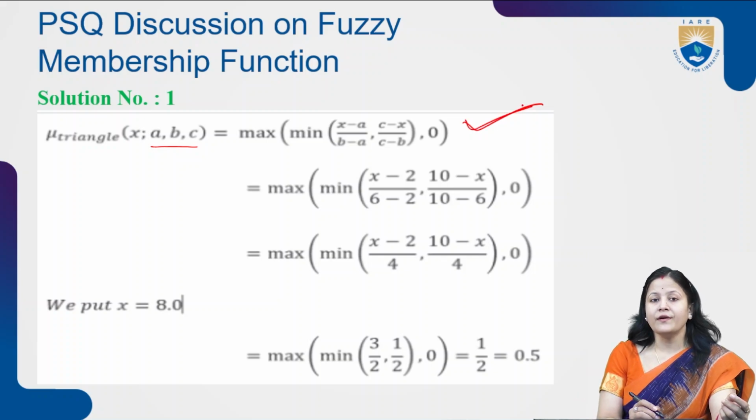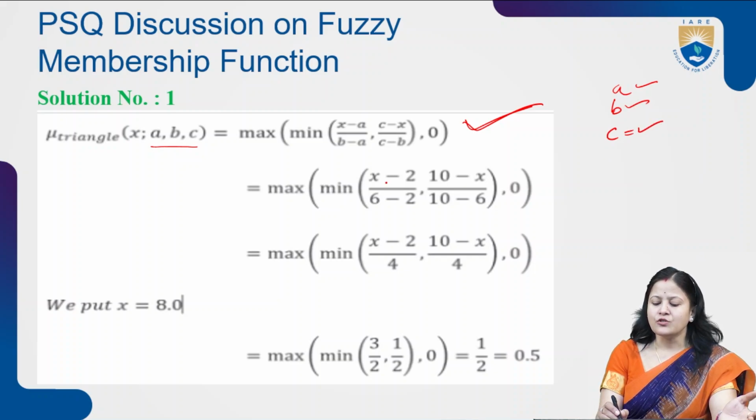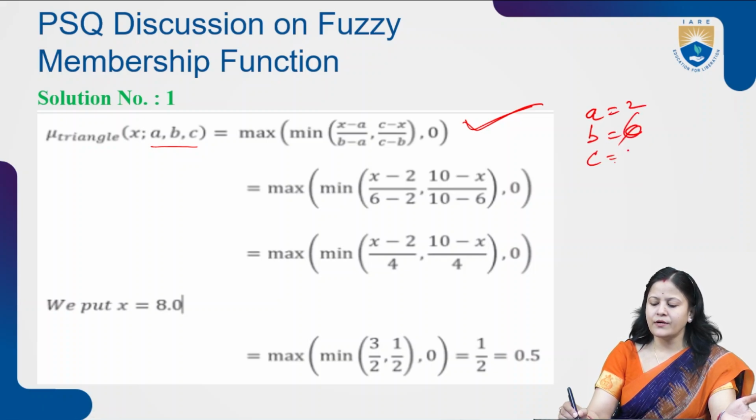Now we have to find out when x is equal to 8, what would be the value? Because in our question the value of a, the value of b, and the value of c are already given. Now you can insert all the values in this formula. So (x minus 2) divided by (6 minus 2), because a is 2, b is 6 here, and c is equal to 10. Insert these values. Now this would be (x minus 2) divided by 4, (10 minus x) divided by 4, and find the minimum between these two.